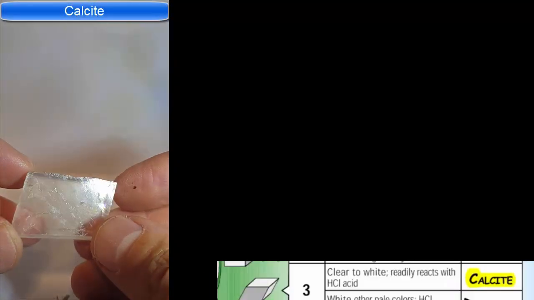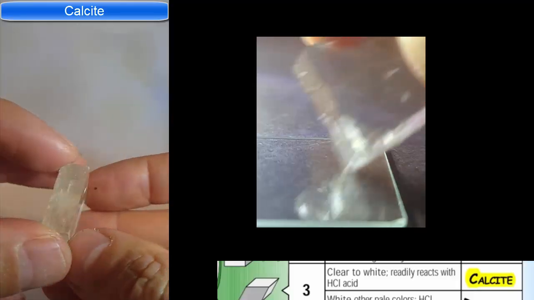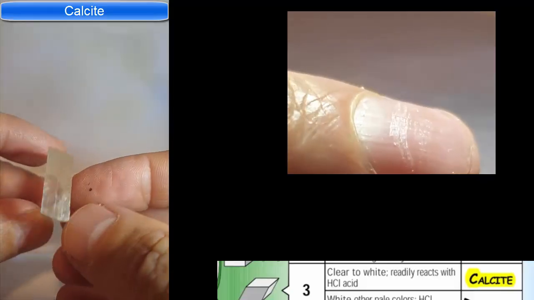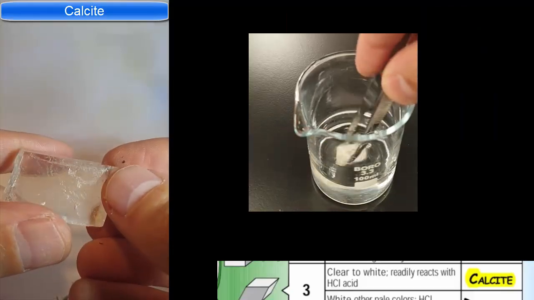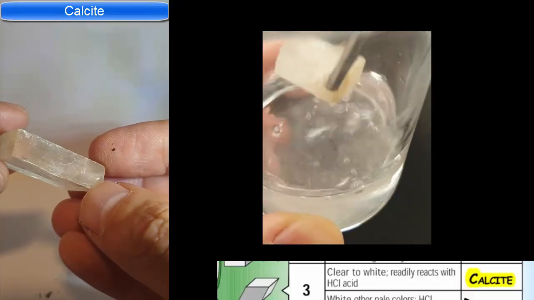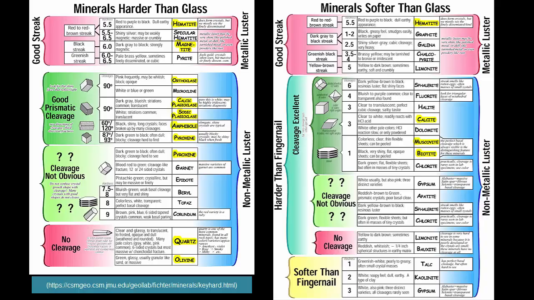And the last one is calcite, the only non-igneous mineral. Softer than glass, you can see, but it does scratch your fingernail. It has three cleavage points, a rhombohedral shaped crystal, and just confirming here, it does also react with acid. Okay, so hopefully you can use those tables.